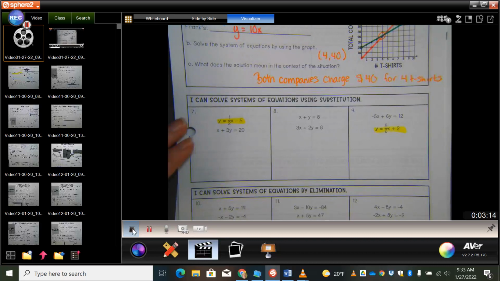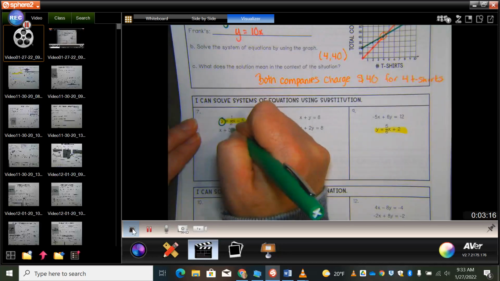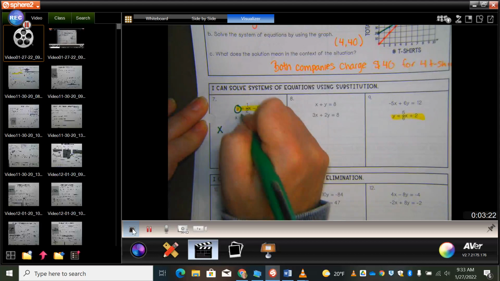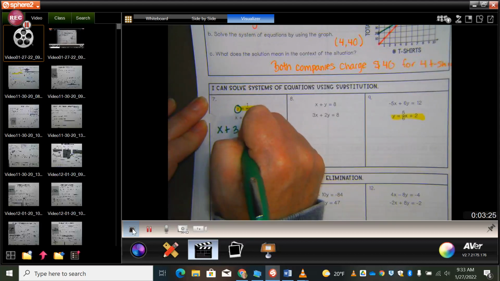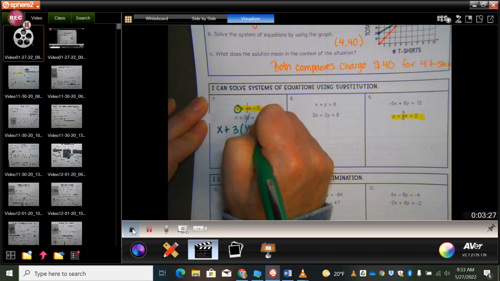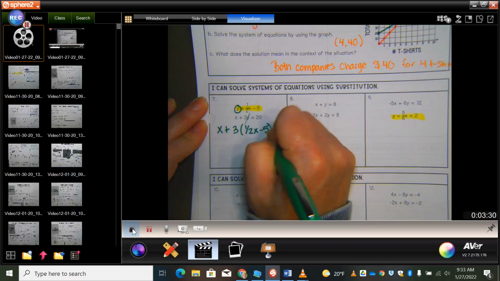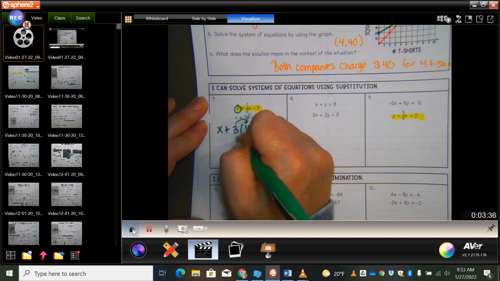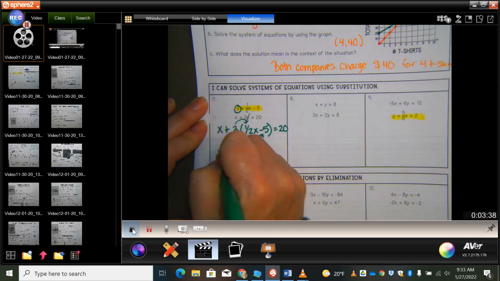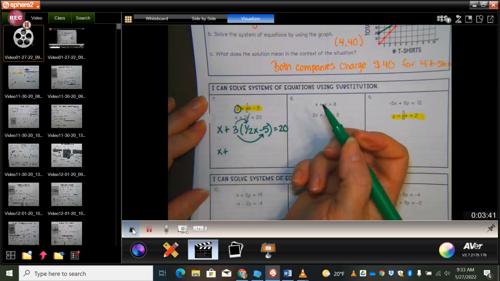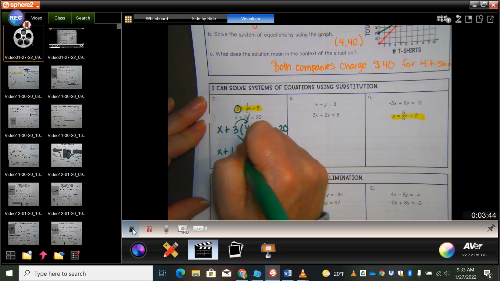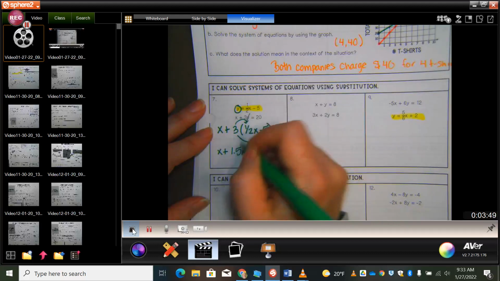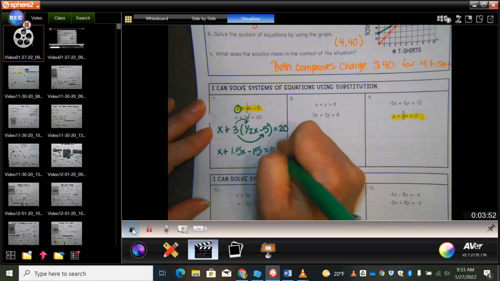All right, first one. Because we know that Y is the value we're substituting, we're going to substitute it in right here. So we rewrite the second equation, X plus 3 times, and then instead of Y, you put 1/2 X minus 5, and that is equal to 20. You need to distribute. So we have X plus, well, 3 times 1/2 is 1.5X. 3 times minus 5 is negative 15, and that is equal to 20.